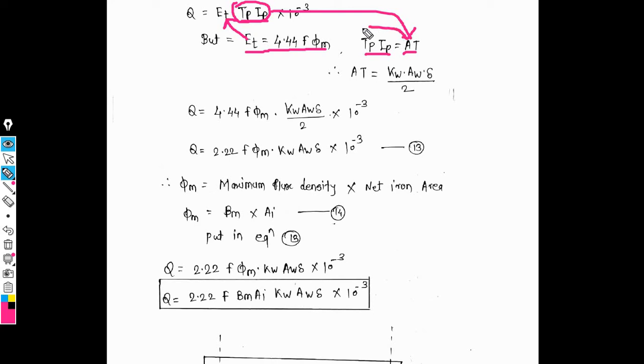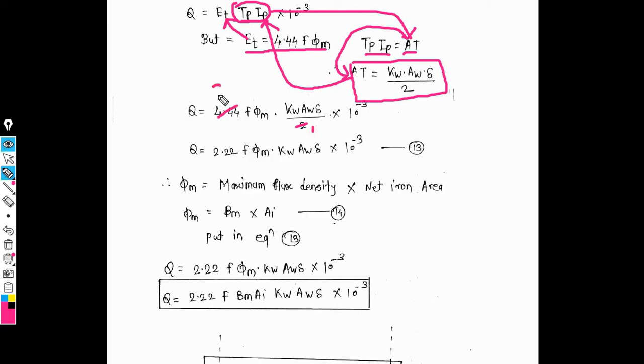But the value of AT is KW into AW sigma upon 2. This is the formula of ampere turns, and this value is put in for TP IP, because TP IP is equal to AT. Then Q is equal to 4.44 F phi m into KW AW sigma upon 2 into 10 raised to minus 3.